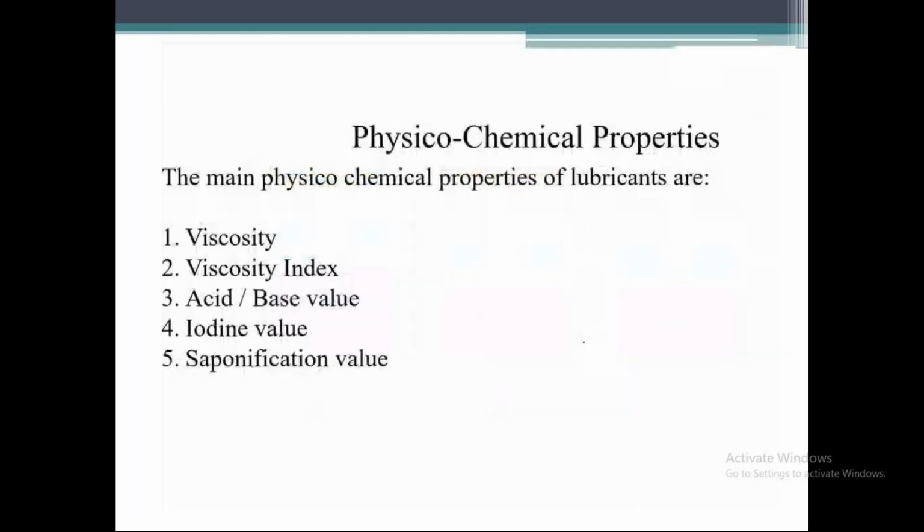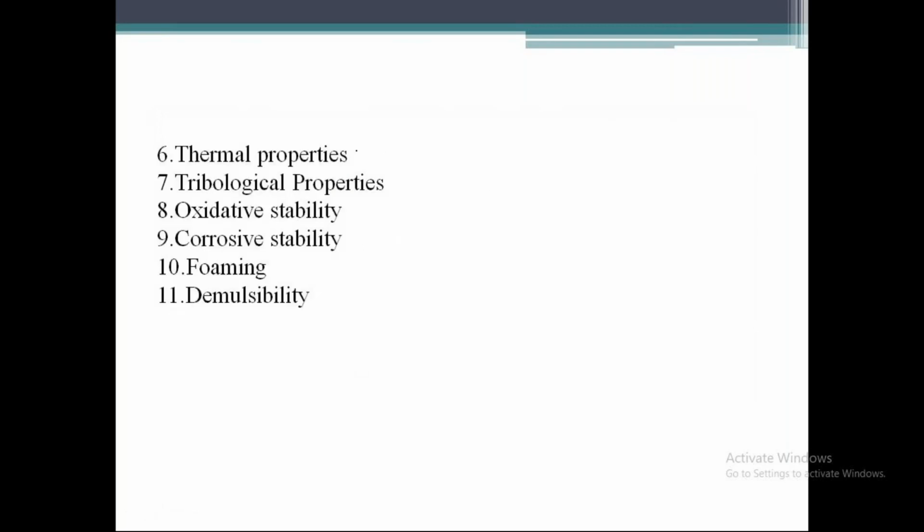Now, we have seen the base oil. Now we have to study its properties, correct? Only then can we use it for different applications. So the main physicochemical properties of lubricants are, first, viscosity, second, viscosity index, then acid value and base value, then iodine value, saponification value, thermal properties, tribological properties, oxidation stability, corrosion stability, foaming, demulsibility, etc.